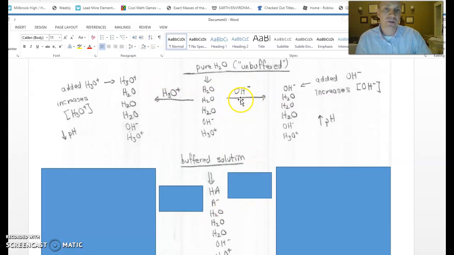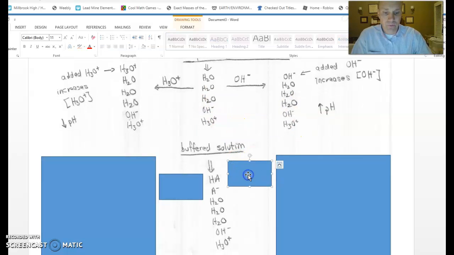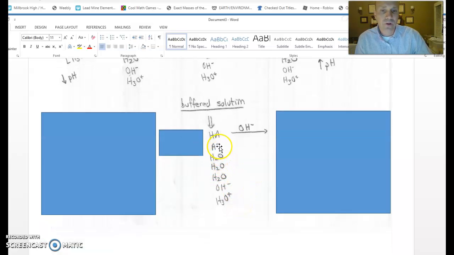Well, notice that when we did not have those, any added hydroxide to the pure water ended up increasing the number of hydroxide ions that were in the solution. We've got one extra hydroxide here versus before. But what's going to happen if we add hydroxide to this buffered solution? Well, we now have something that can react with that hydroxide.